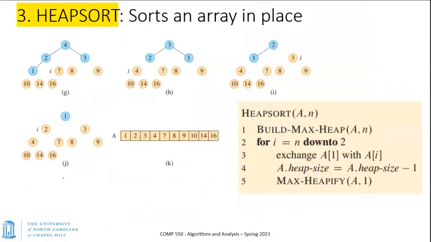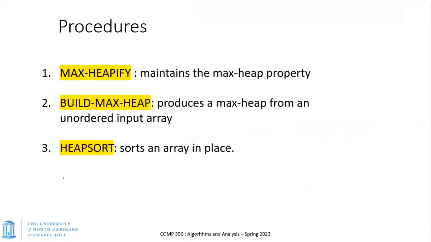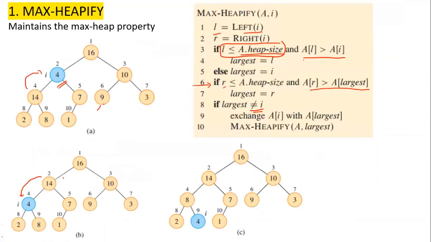2 versus 8, and clearly 4 is not bigger than 8. So 4 goes down here, and you can see that the recursive procedure works. Okay.